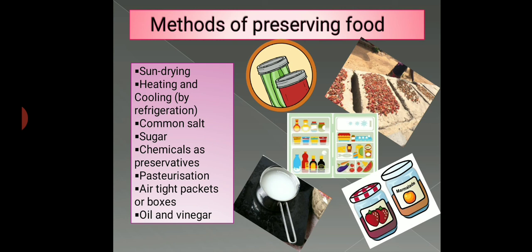It is called pasteurization. The other method is airtight packets or boxes. Dry fruits and vegetables stored in the market are sealed in airtight packets to prevent the attack of microbes. So, these were the different methods of preserving food.